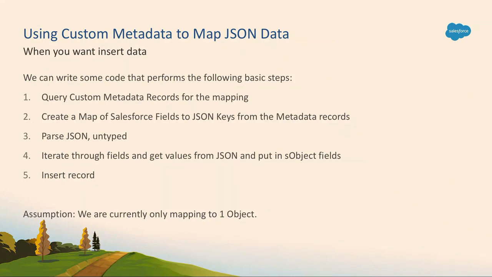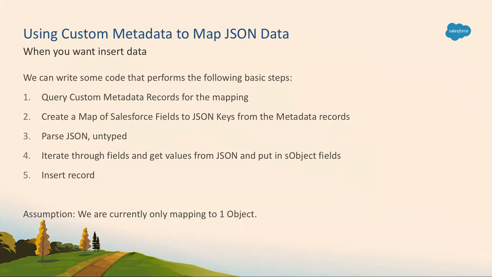So if we have that available, we've built out this custom metadata type configuration, then we could think through a logical process of how to insert data into Salesforce by using those custom metadata types. So the first thing we would do is that when we receive that post, right, your API gets called, you're going to query the custom metadata types, and you're going to build a map of JSON keys to Salesforce fields or vice versa, depending which direction you're going.